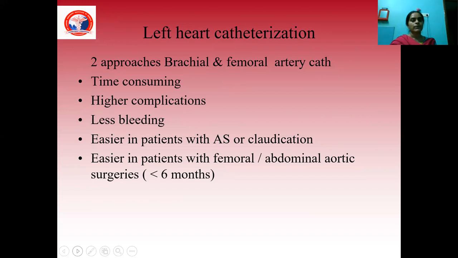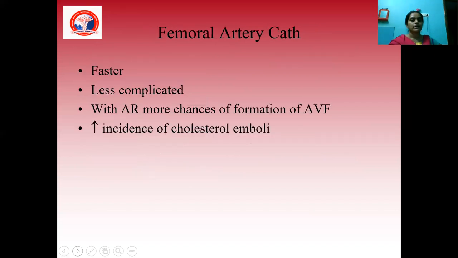Left heart catheterization: 2 approaches, brachial and femoral artery catheterizations. Brachial is time consuming and associated with higher complications, but less bleeding. It is easier in patients with aortic sclerosis or blocked tissue problem, and easier in patients with femoral or abdominal aortic surgeries of less than 6 months of duration. Femoral artery catheterization is faster and less complicated, but associated with aortic regurgitation, more chances of formation of arteriovenous malformations, and increased incidence of cholesterol emboli.